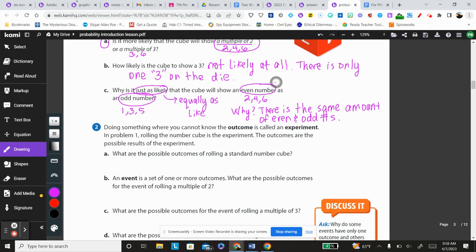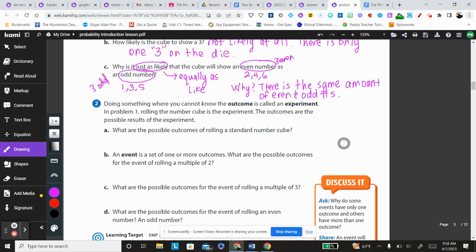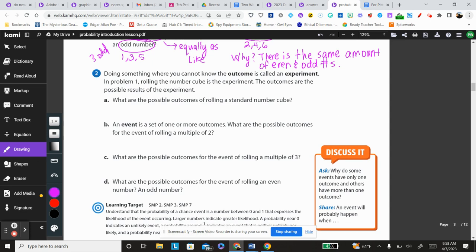Three even, three odd. The same amount. So it's equally as likely to land on an even number as it is to land on an odd number. Is this making sense? Okay. All right, look at 2.